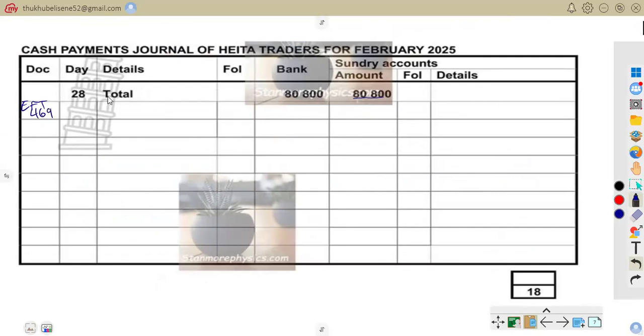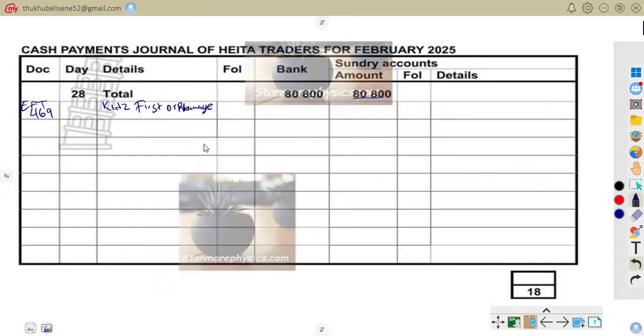This on the 28, all of them. Then the description, now we're going to write Kids First Orphanage. Kids First Orphanage.